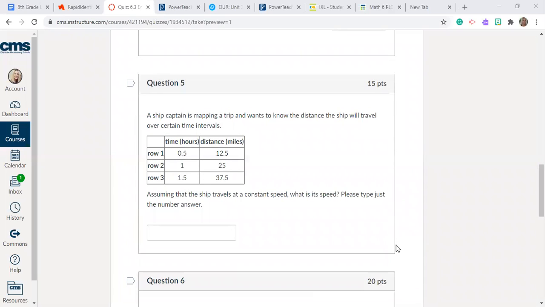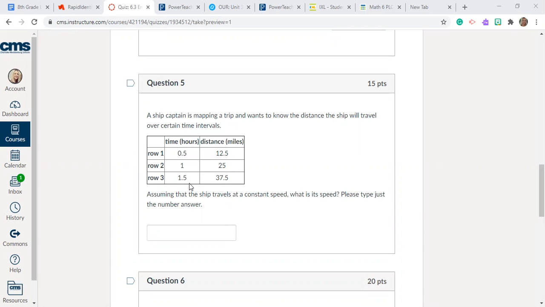Question number five. A ship captain is mapping a trip and wants to know the distance the ship will travel over certain time intervals. On our table, we have time in this column, and we have distance in this column. The distance is in miles and the time is in hours. So in a half an hour, they travel 12.5 miles. In 1 hour, they travel 25 miles.